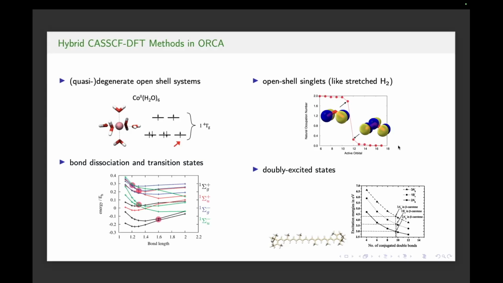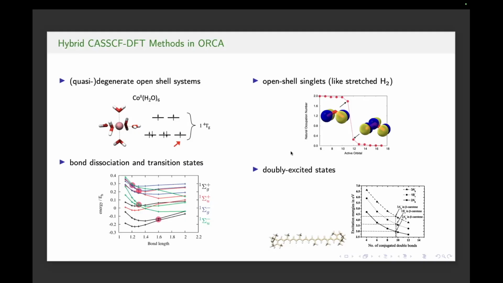in ORCA. So whenever you have quasi-degenerate open shell systems, like this transition metal complex shown on the left side, and you have a quasi-degenerate ground state, you should use a multi-reference method for the description of the electronic states. Also, when you elongate or dissociate covalent bonds, multi-reference methods are needed. There are also plenty of main group elements and organic systems that behave like a stretched hydrogen molecule and have an open shell singlet ground state. For these molecules, you should also use multi-reference methods.